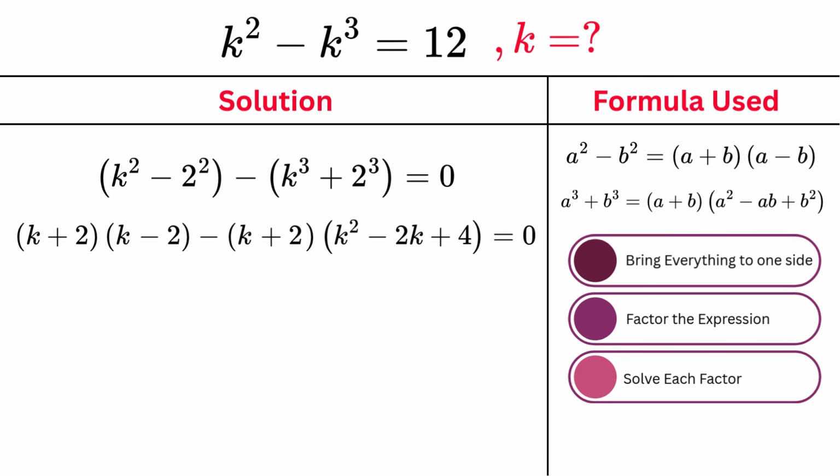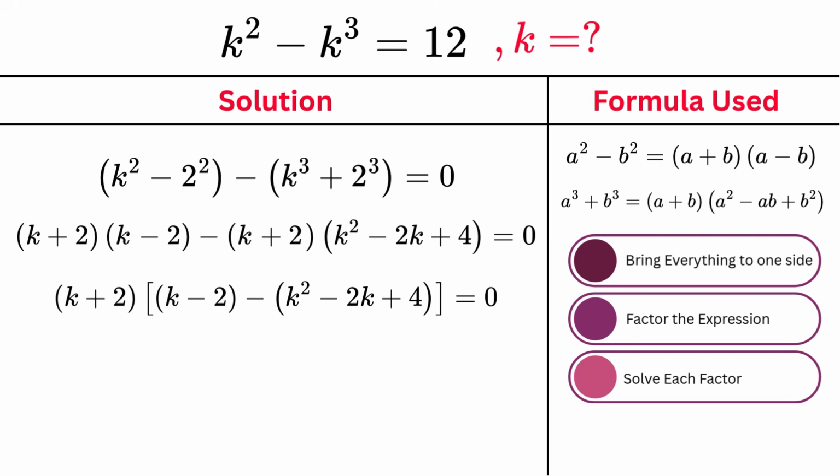We factor out the common term k plus 2, giving k plus 2 times k minus 2 minus k squared minus 2k plus 4 equals 0. Opening the expression, the inside simplifies to minus k squared plus 3k minus 6, so we now have k plus 2 times minus k squared plus 3k minus 6 equals 0.